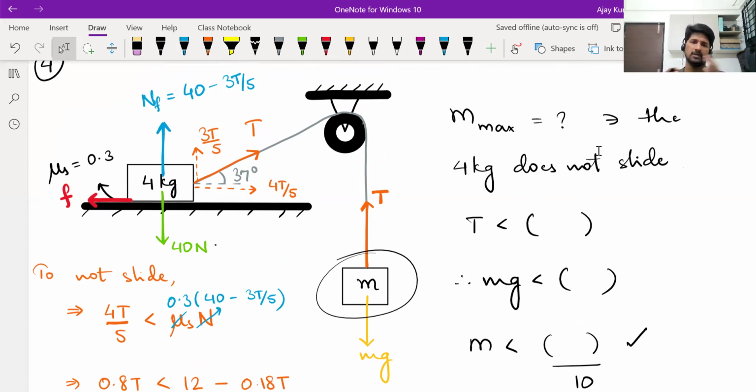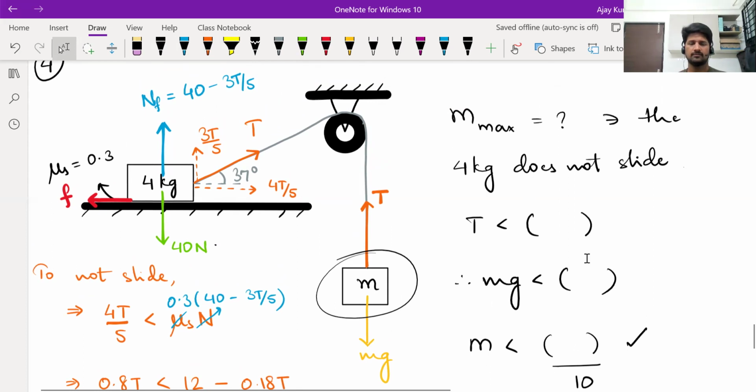Tension is what is common between the two blocks. Then the only way you can connect that part and this part of the system is through tension. Okay. For that part to be in equilibrium, for 4 kg to be in equilibrium, sliding force should be less than limiting friction. For mass m to be in equilibrium, tension should be equal to mg. That's all. Connect them, you will get the answer. Is this clear to all of you?